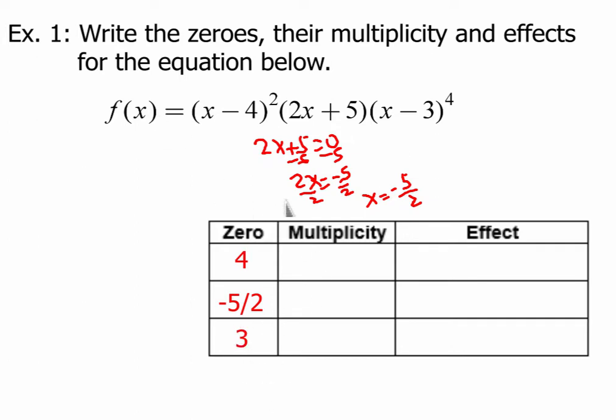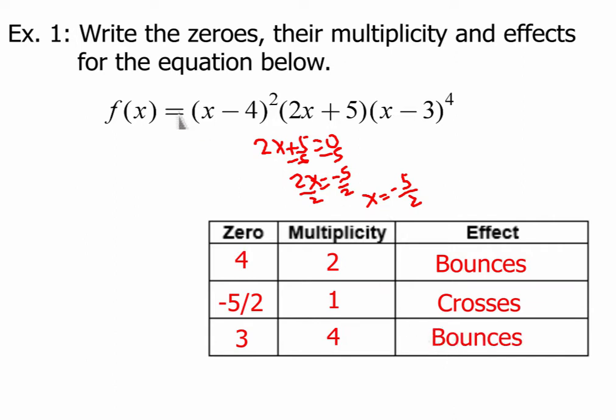For their multiplicities, this one has an even multiplicity of 2. This one, I don't have anything written down, so that's multiplicity of 1. And this one has a multiplicity of 4. It's just the exponents. And then if I think about the effects, well, the 0 at 4 has a multiplicity of 2, so it's going to bounce. At negative 5 halves, it has a multiplicity of 1, so it's going to cross. And at 3, it has a multiplicity of 4, so it's also going to bounce.